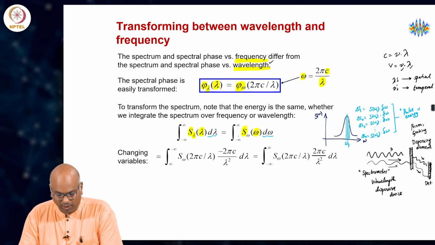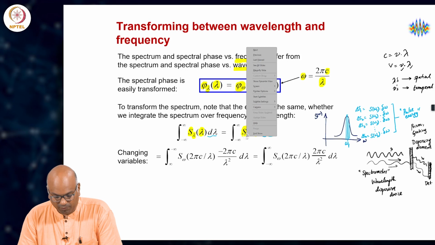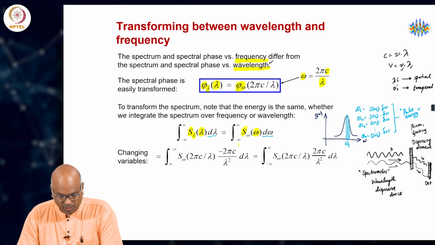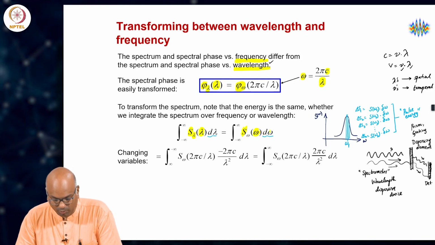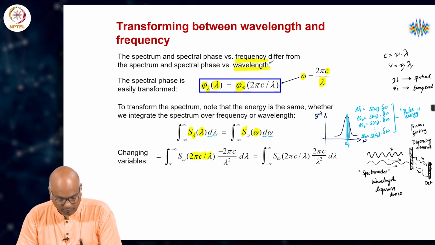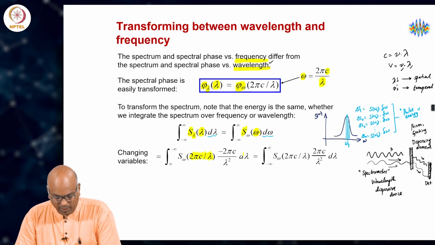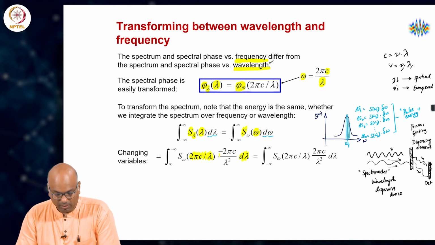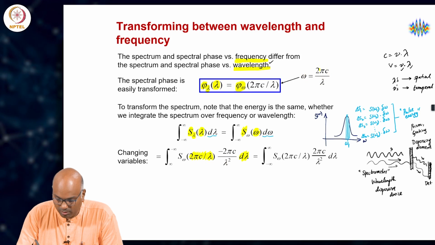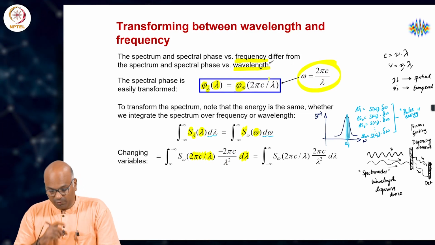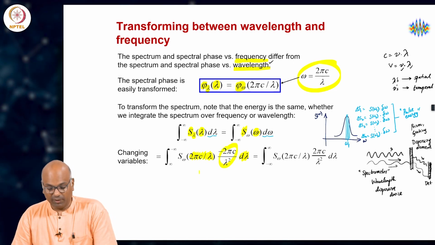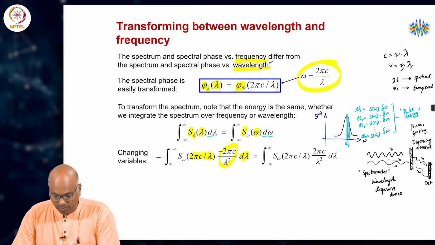All we are going to say is, okay, here you have on the right hand side S of omega, right. So, take that, write down both omega and d omega in terms of lambda. Omega is 2 pi c by lambda, d omega is d lambda multiplied by 2 pi c by lambda square. That is, do some calculus, take the derivative of omega with respect to lambda, and you get a prefactor that multiplies this, okay.